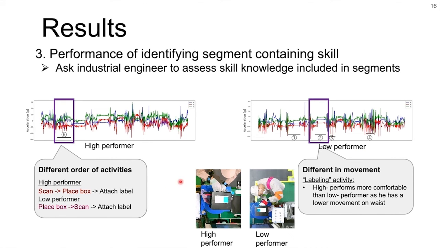Here are 2 example segments containing useful skill that were detected by our method. The left figure shows that modifying the activity order can improve the work efficiency, and the right figure implies that different gestures lead to different body loads. The high-performing worker has lower movement on the waist so that he has less back pain during the work. This is very useful skill knowledge that can reduce the fatigue of the workers.